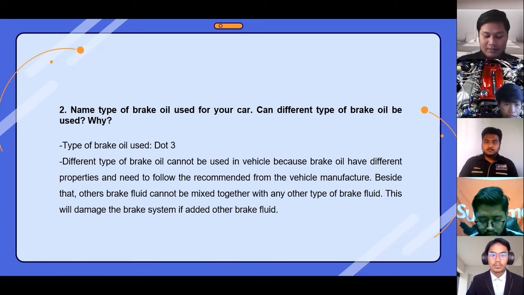Question number 2. Name the type of brake oil used for your car. Can a different type of brake oil be used? Why? So the answer is, the type of brake oil used for this lab is DOT3. A different type of brake oil cannot be used in the vehicle because brake oil has different properties and needs to follow the recommendation from the vehicle manufacturers. Besides that, other brake fluids cannot be mixed together with another type of brake fluid. This will damage the brake system if other brake fluids are added. Next.